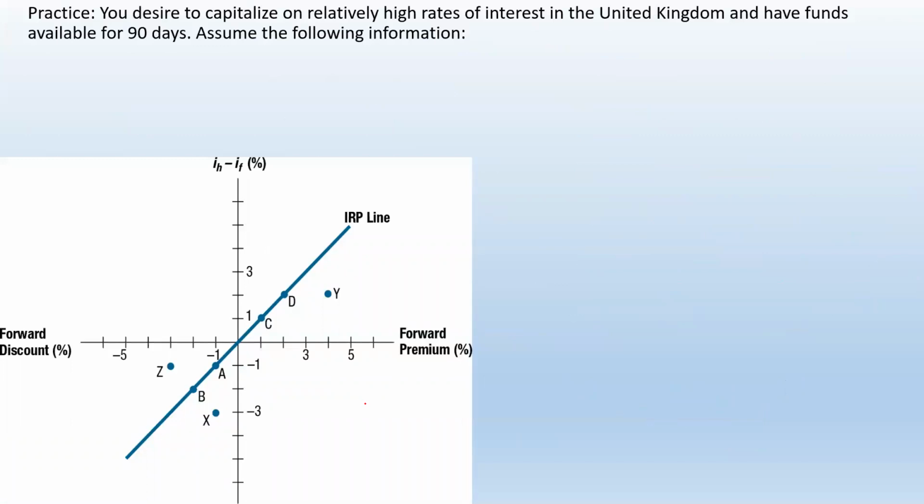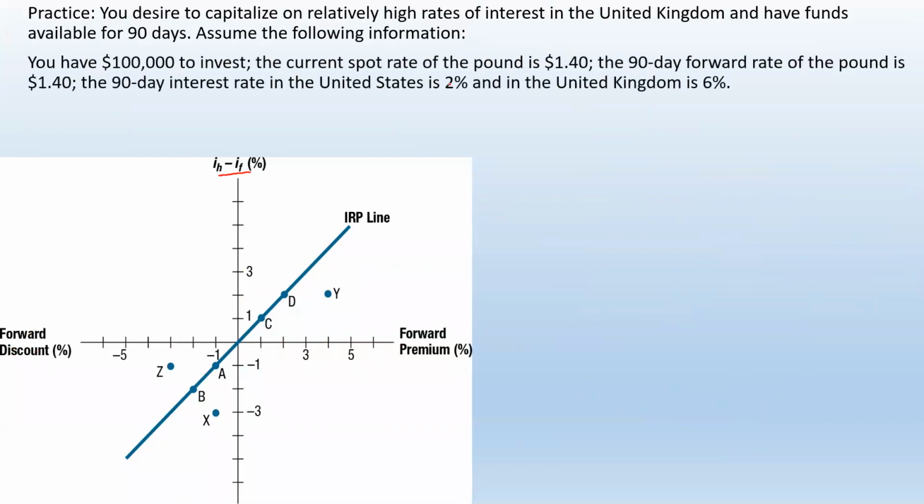If we visualize this, the vertical axis is the interest rate difference, and the horizontal axis is the forward premium or discount. If it's positive, it's a forward premium. If it's negative, it's a forward discount. And think about our first case. IH, the US interest rate, is equal to 2%. And IF, the UK's interest rate, is 6%. IH minus IF is negative 4%.